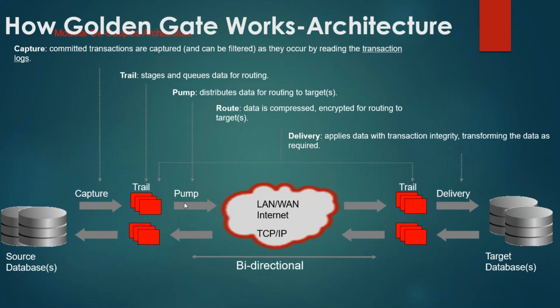Now suppose the network between the two goes down, it will cause your capture process to go down as well. However, if you were using the pump, in that case only the pump would have gone down, however capture would have continued to run.